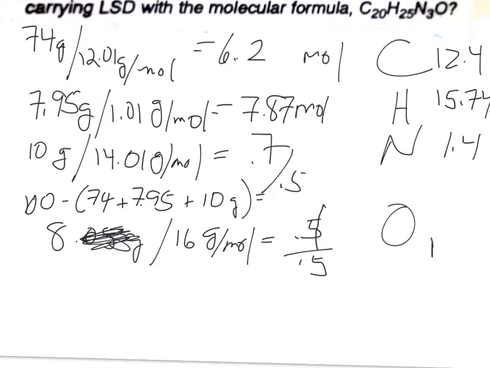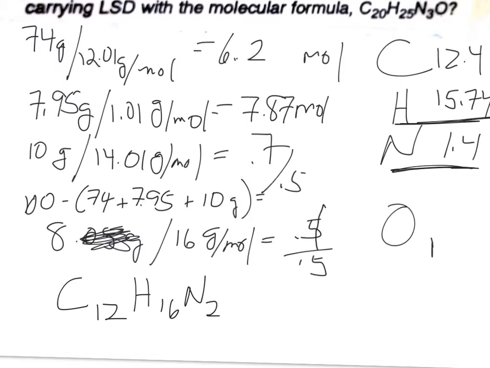Now what we want to do is look for any that may need to be doubled or tripled. Doesn't look like there will be. The 12.4, that's iffy. I would write it as C12, and then our hydrogen up here rounds up to 16, H16. Our nitrogen, 1.4, that's close to 1.5. I would double it. Our sig figs aren't the best in this case, but if we were to carry them out a little bit further, we'd get something like 1.5. So double that, and our oxygen would be 1.